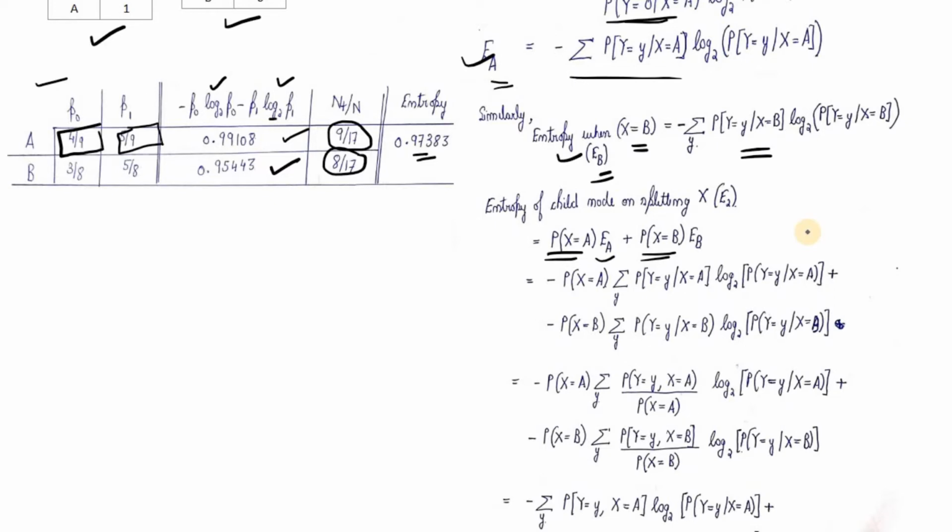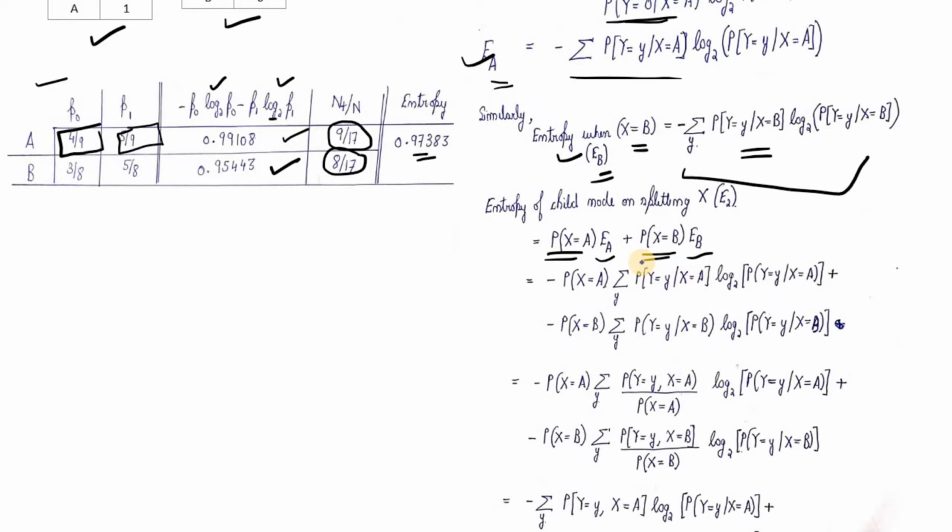This is exactly how we are trying to obtain the entropy of the child node of splitting x. So there was a parent node, and we use the distinct values of the feature x, which is a and b, and then we were able to obtain the child nodes. Now in the calculations further, I am just plugging in the value of Ea over here. So the value of Ea is obtained over here. I just plug it in as it is, and similarly I plug in the value of Eb, which is obtained over here.